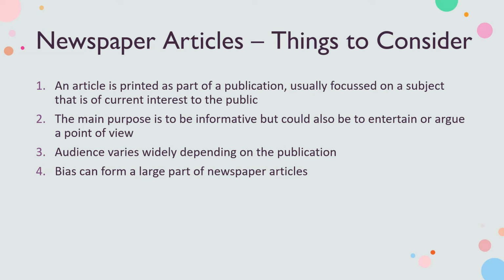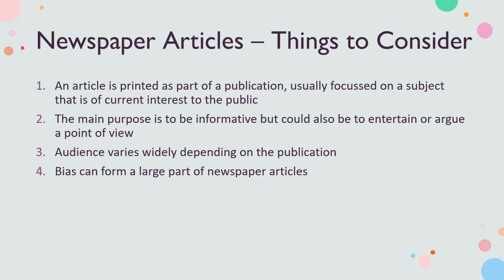Finally, number four, and this links to the previous one, and that is the use of bias, which can form a huge part of newspapers. I always think that it's useful for students to do a bit of research on some of the key newspaper publications in the UK, just to have a bit of an idea of their views politically, who they're owned by, and also who they class as their target audience. It can sometimes be quite surprising when you look this information up.